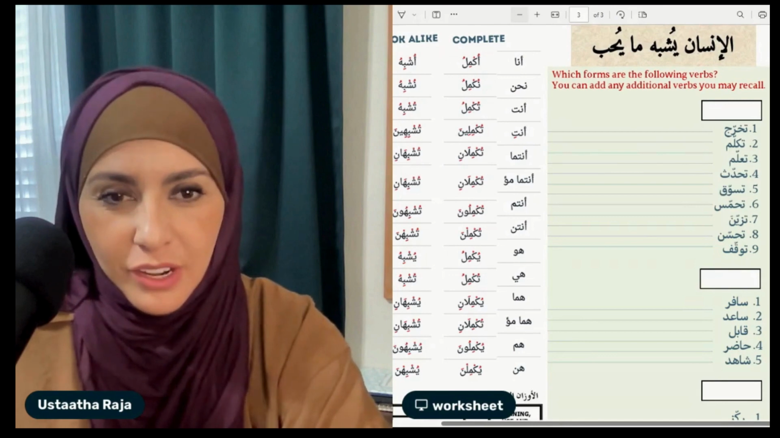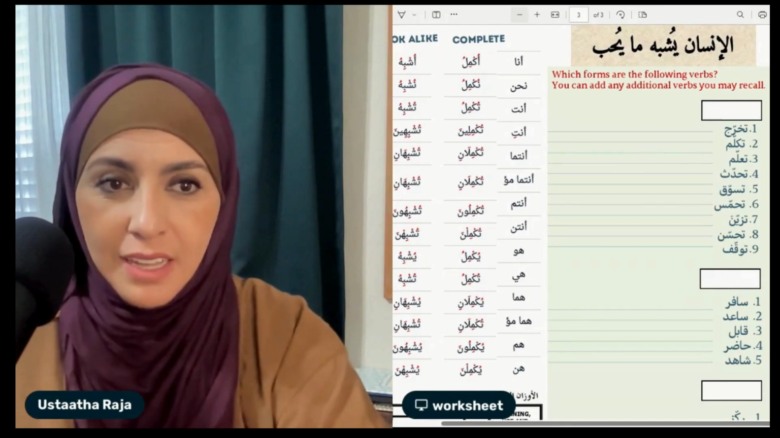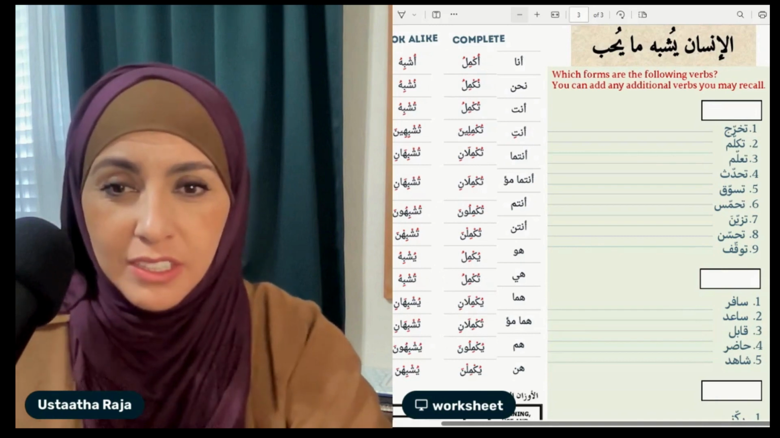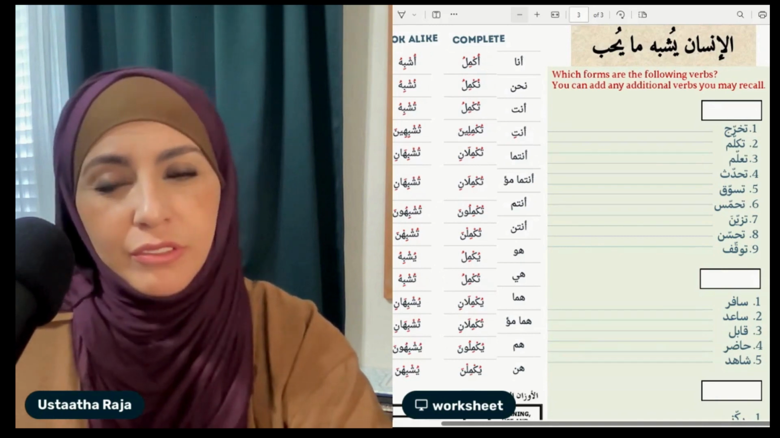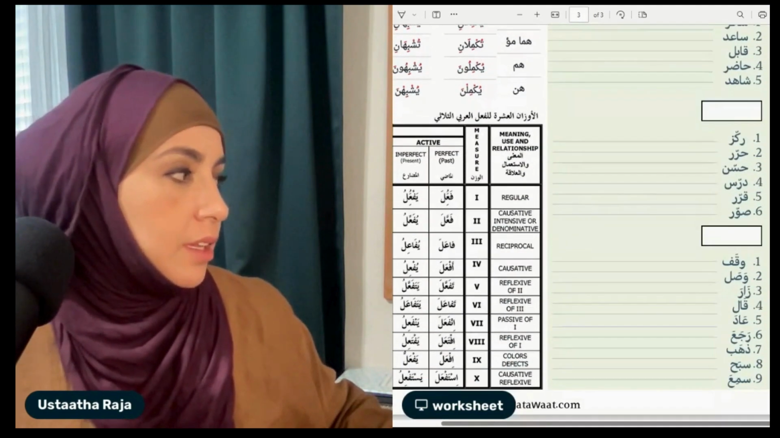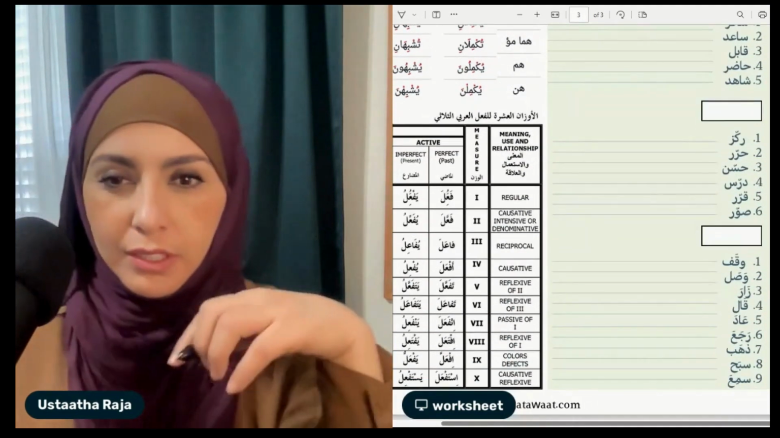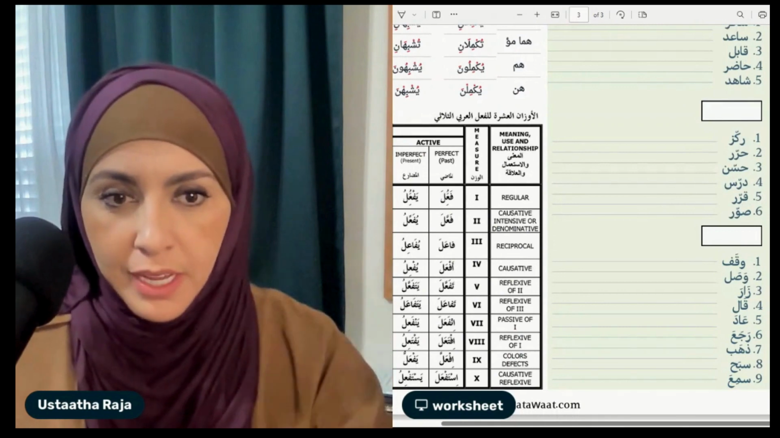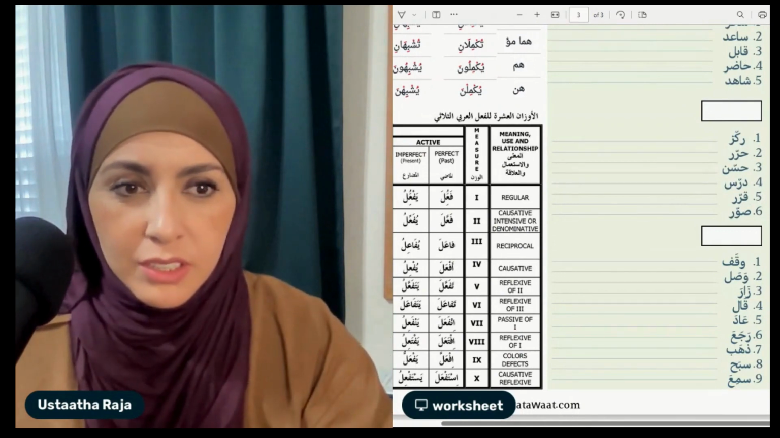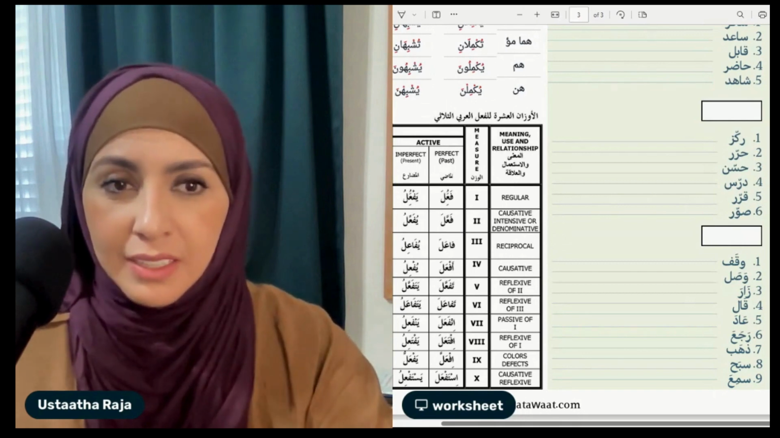أنا اسمي أستاذة رجاء. In today's lesson, we're going to cover verb conjugation. We have a list of verbs that belong to different forms. We also have the chart of the 10 forms of three-letter verbs and how the short cases change, the meaning of the verb changes, even if they share the exact same root.